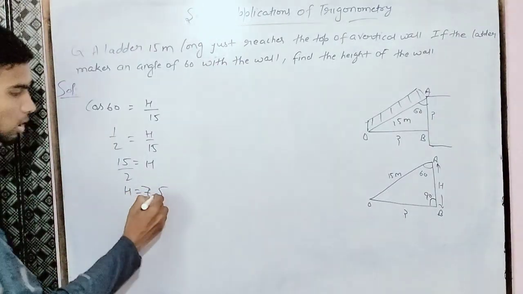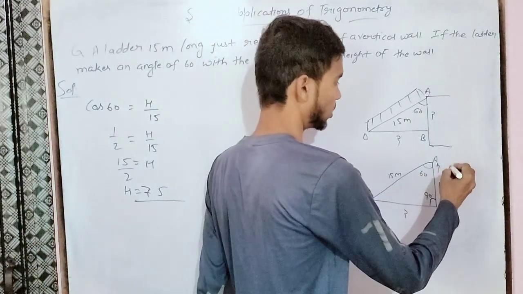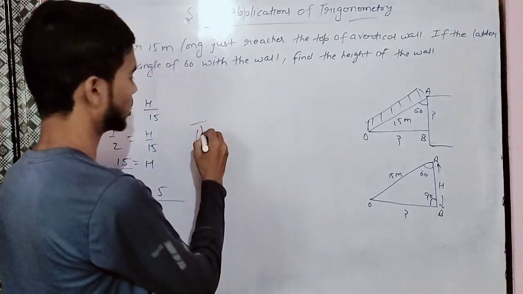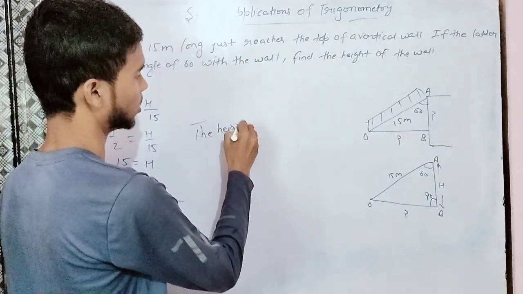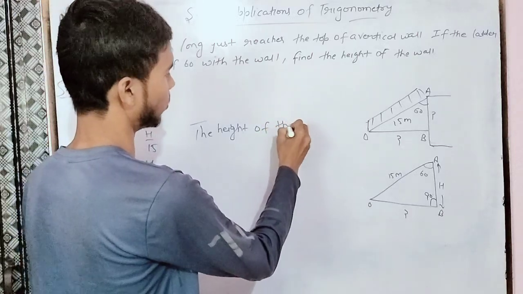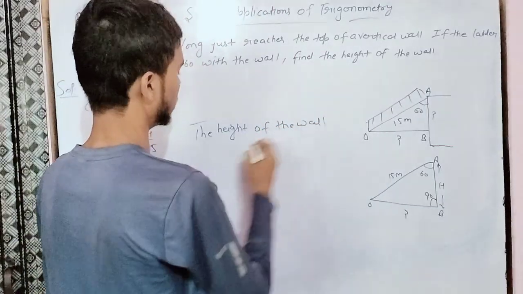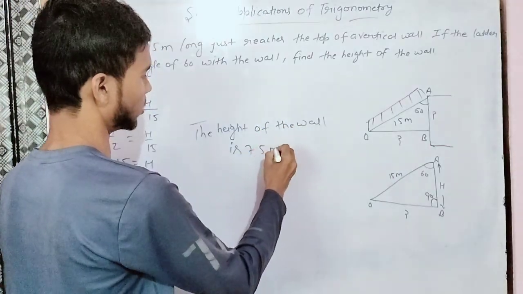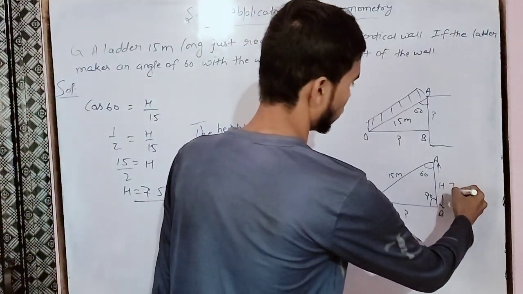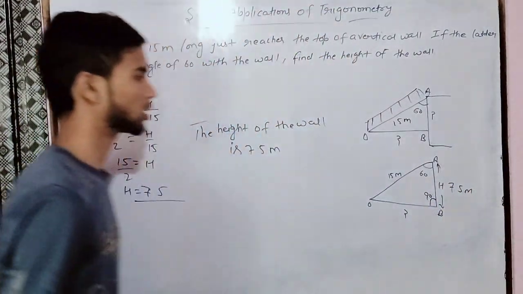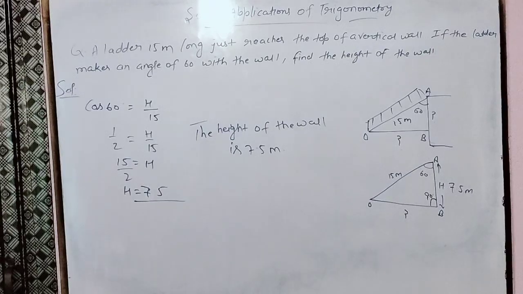Of course, this is correct. So finally, you can write the height of the wall is 7.5 meter. So this is 7.5 meter. Okay, that's how you will find.